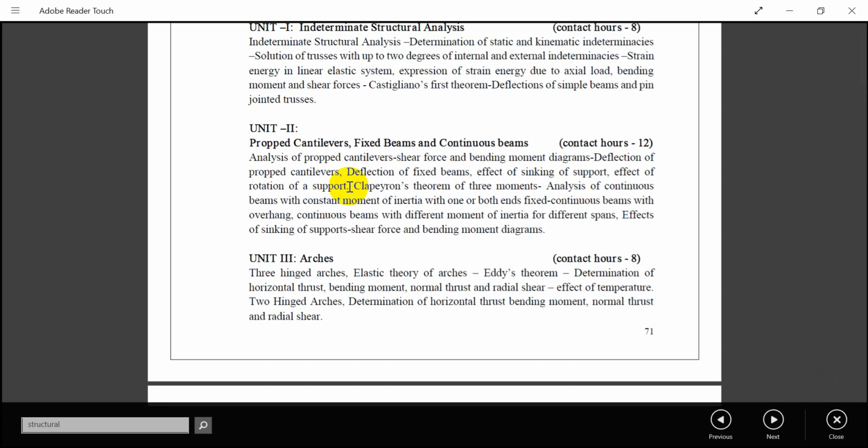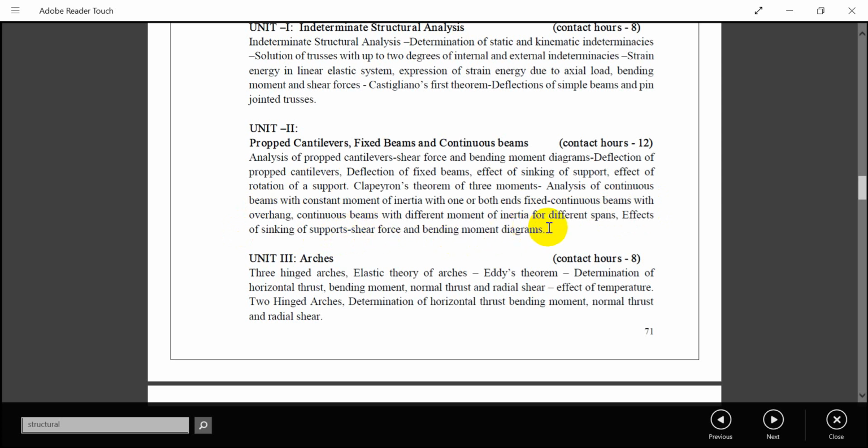We solved it by the deflection, the same problem. By the rotation of the support also we solved the same problem. That's it. And also Clapeyron's theorem of three moments. Analysis of the continuous beam with constant moment of inertia with one or both ends fixed. We did so many problems. Continuous beam with overhang, we solved it. Continuous beam with different moment of inertia for different spans, we solved it. And effect of the sinking of the support, we solved it. Shear force and bending moment diagrams.